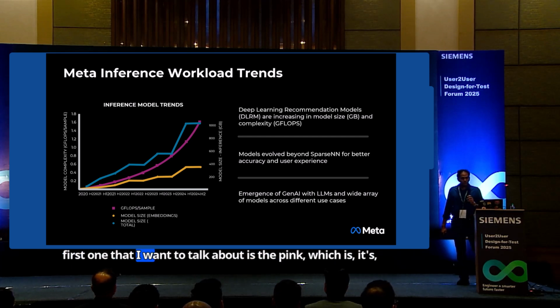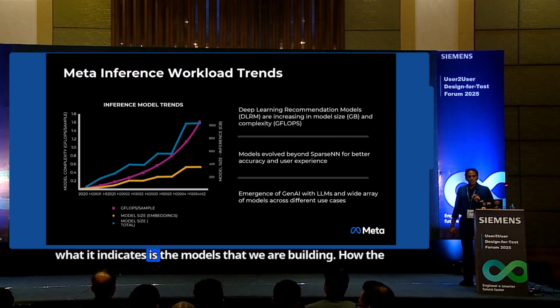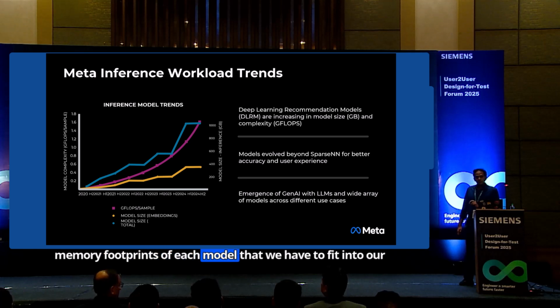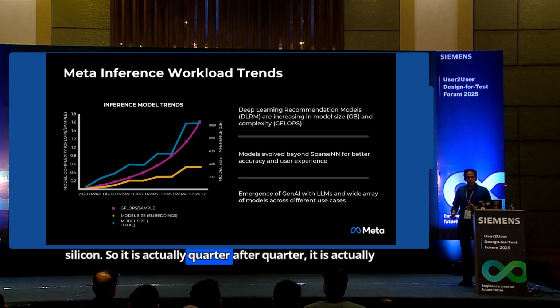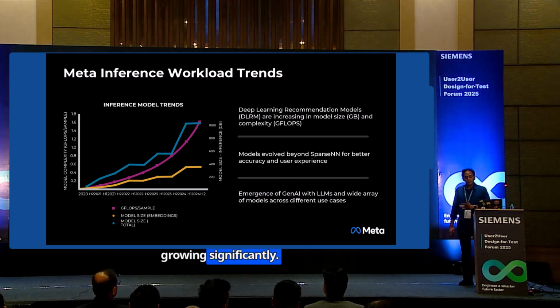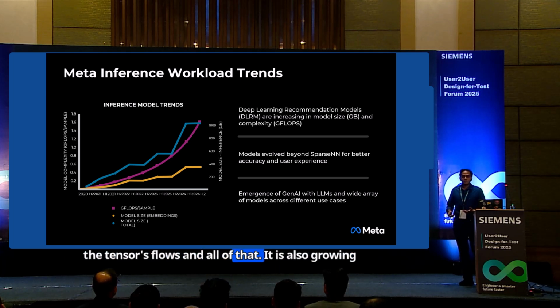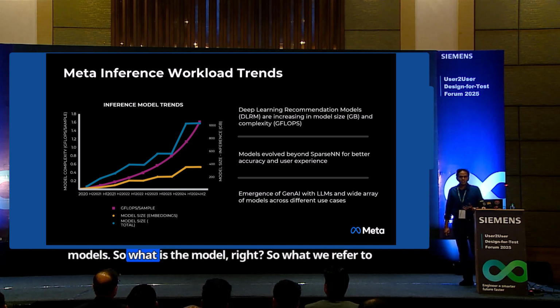The first one that I want to talk about is the pink, which indicates the models that we are building, and the memory footprint of each model that we have to fit into our silicon. It is growing significantly quarter after quarter. The yellow line is the model size overall, including the tensors, flows, and all of that. It is also growing significantly. And apart from that is the complexity of the models. So what is that model, right?